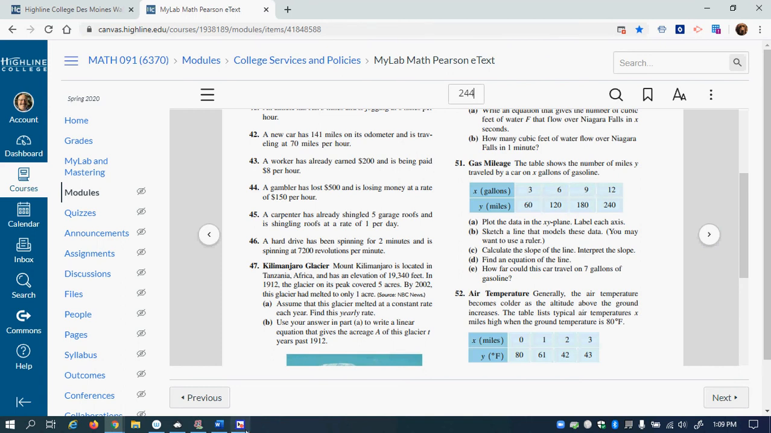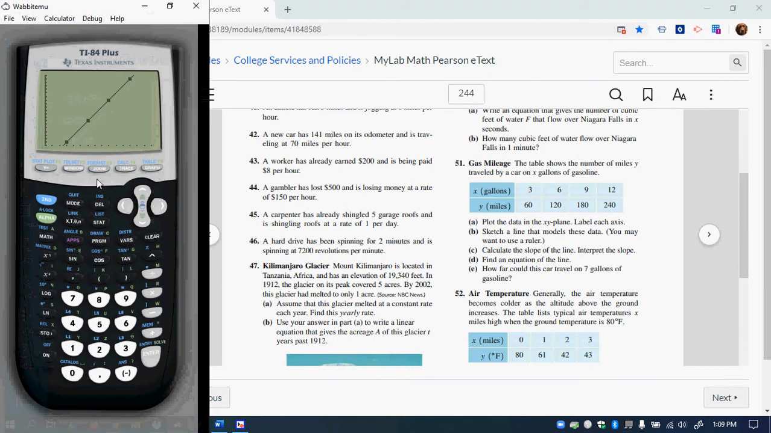So plot the points. Here is my graph right here. I set my window from 0 to 15, counting by ones for my x, and then 50 all the way up to 250, counting by tens. That's why my graph looks like this. I was able to plot all my points and draw a line through all the points. So this tells me this is an exact graph for me. I'm going through all the points.